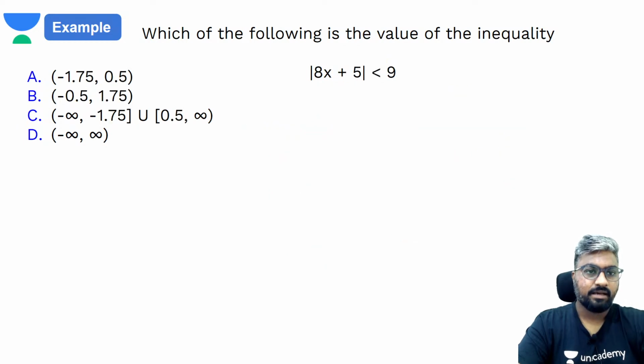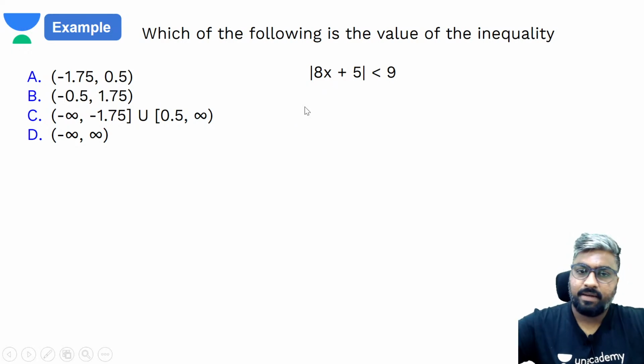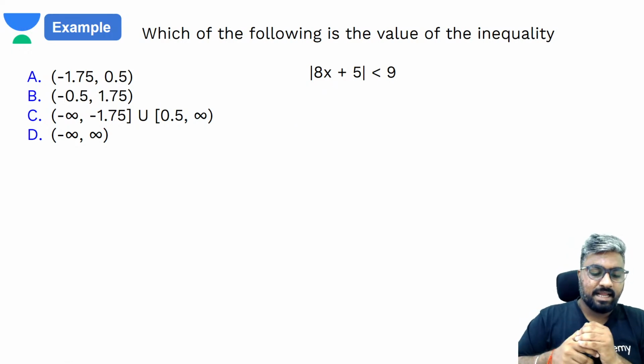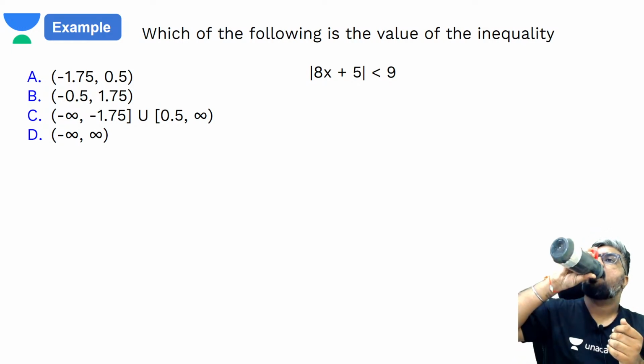Good afternoon, Lekhna. So we'll take this a notch higher. We'll take it to the next level. Modulus of 8x plus 5 is less than 9. So what would be the value of x? Quickly try this out. 8x plus 5 in modulus should be less than 9.